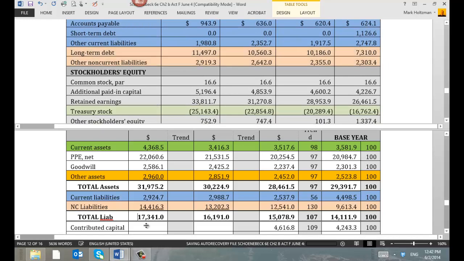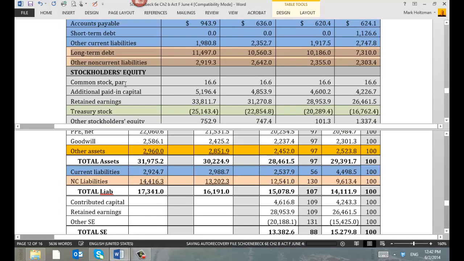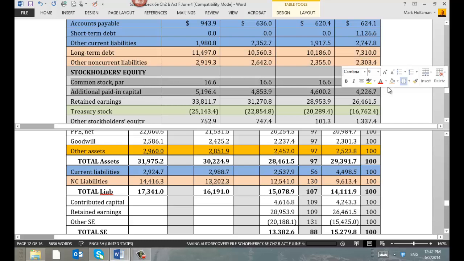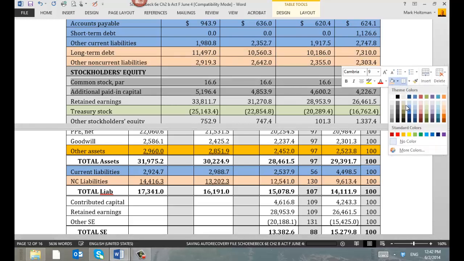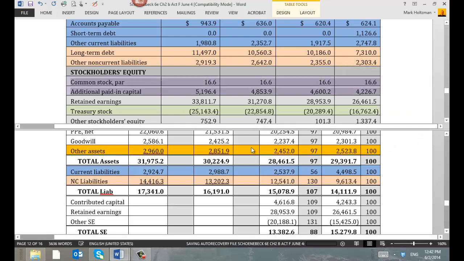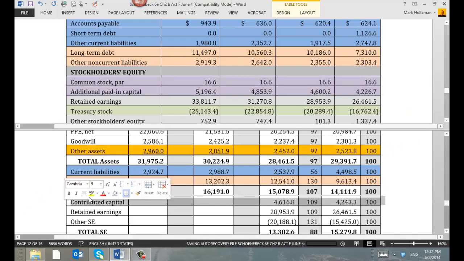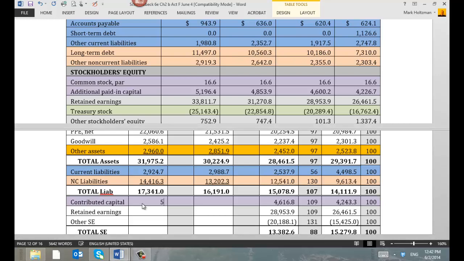Contributed capital is the sum of common stock at par and additional paid-in capital. So that would be these two right here. Starting to run out of colors. Purple. So contributed capital here would be 5,213,000,000 and 4,870.5. So the nice thing about these condensed balance sheets is that it takes a lot of the individual numbers out, which we're not necessarily going to do anything with.